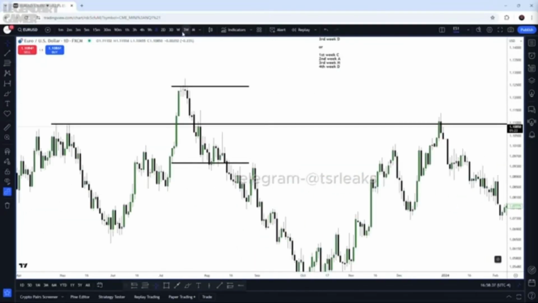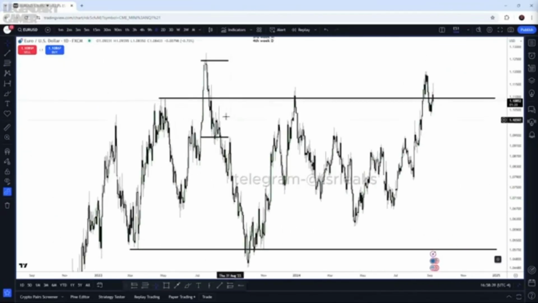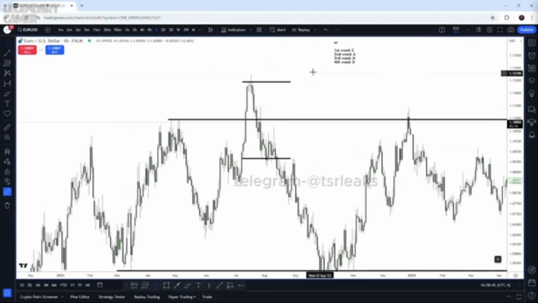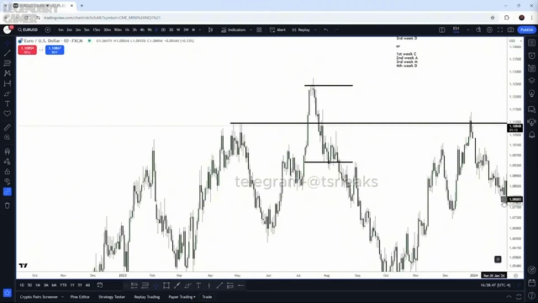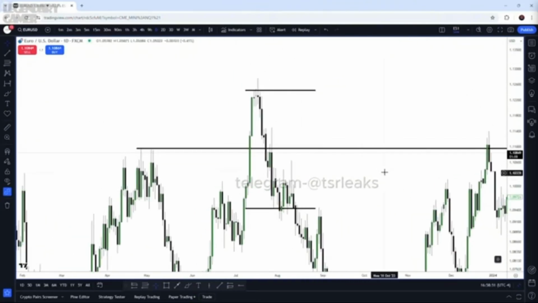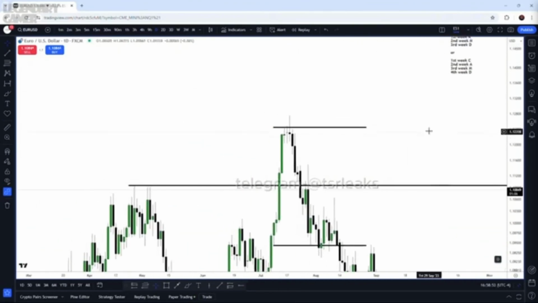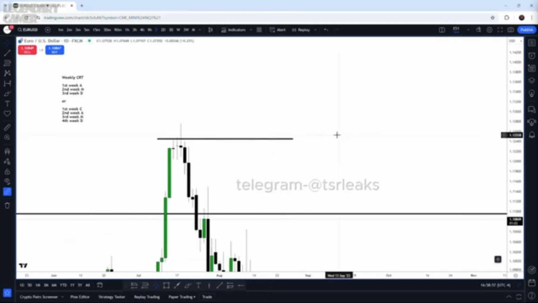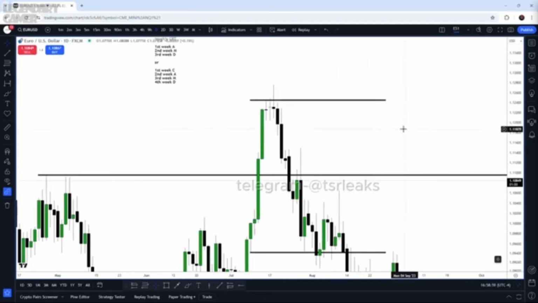Before doing that, I want to point out this is not random. This is the high of a monthly range with a CRT forming on the weekly time frame. Now you know that there will likely be a reversal downwards. We have the weekly CRT. What else do you notice here?